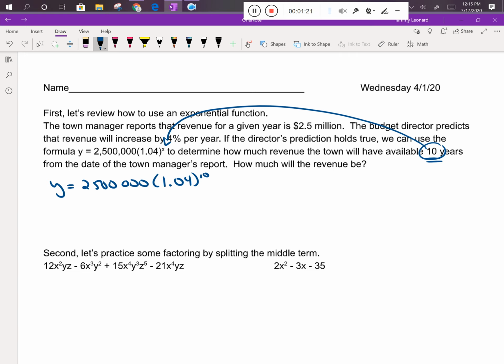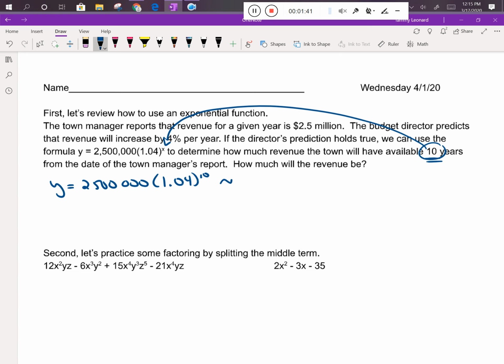When you do that in your calculator, you're going to get a really long decimal. It's like 1.48 and then lots of other numbers after that. So you don't want to retype that number. You just want to hit times and then type in your 2,500,000.